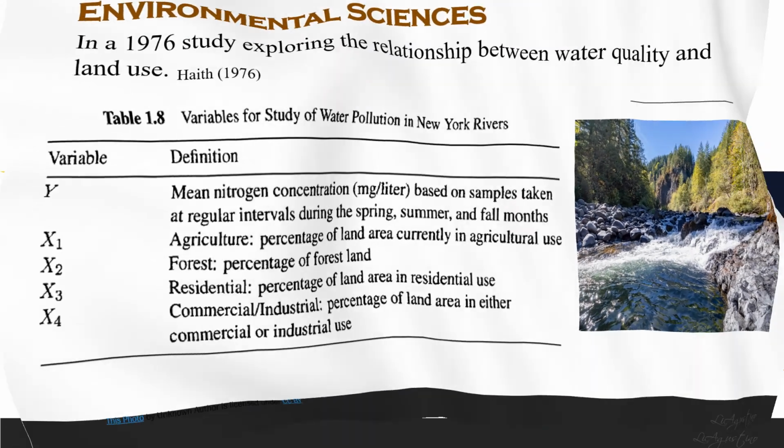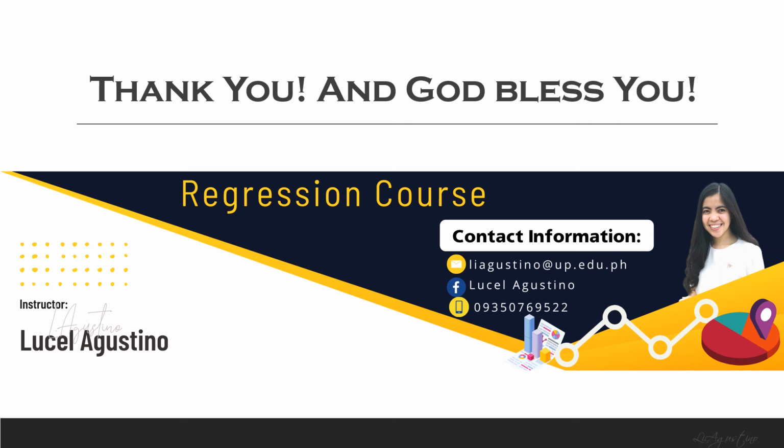And so those are just a few of the areas where we could use regression analysis. Actually, there's still a lot. We could also use regression analysis in medical sciences, in health sciences, and in education, and there's a lot more.